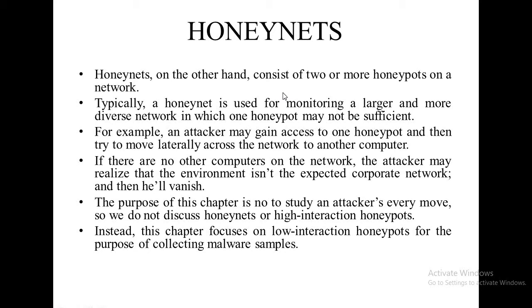So there will be a connection. Even if we miss one honeypot, he will be caught on another honeypot. In that way, a honeynet is very useful. A honeynet is a high interaction system. We saw two interaction systems: high interaction and low interaction. Honeynets come under high interaction. So in this chapter on honeypots, we are going to see only the low interaction honeypots.